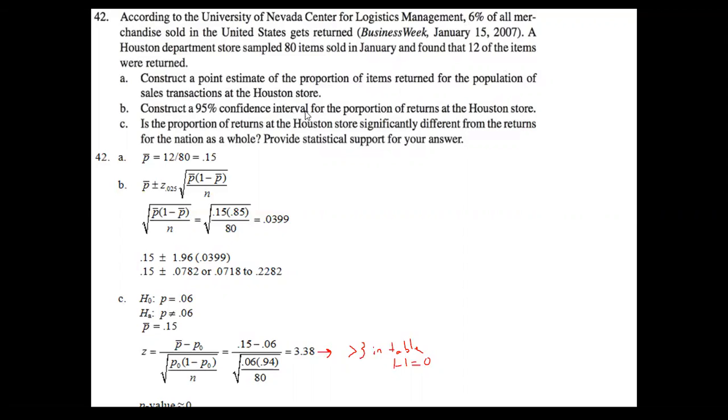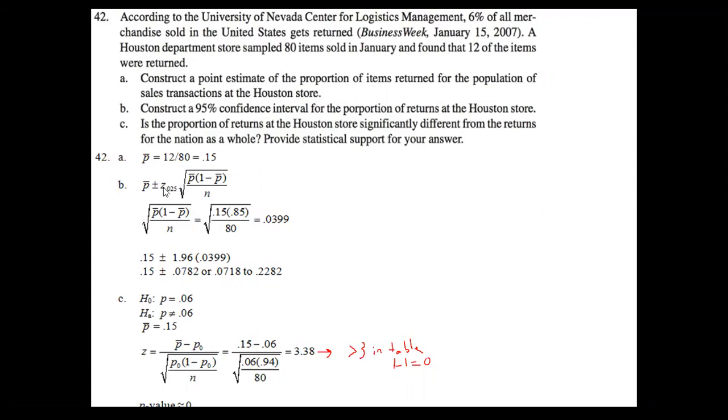Construct a 95% confidence interval for the proportion of returns at the Houston store. And C, is the proportion of returns at the Houston store significantly different from the returns for the nation as a whole? Provide statistical support for your answer. So again, the point estimate here is just the 12 divided by 80, which is the 0.15.